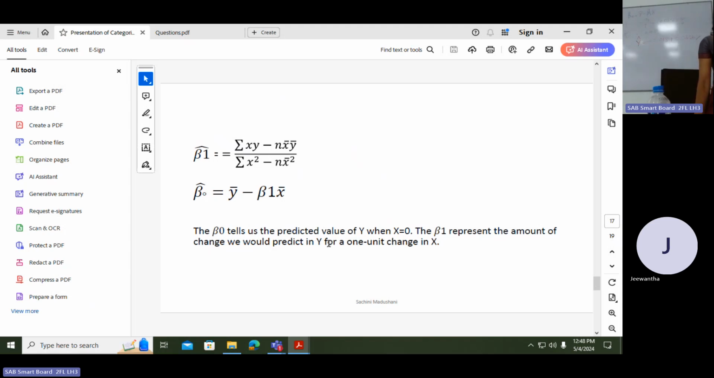Understood? Then we can say the predicted value of the profit is equal to minus 18,000 when our sales revenue equals 0. It means we get the predicted loss, not the profit. Why? We get the minus value.